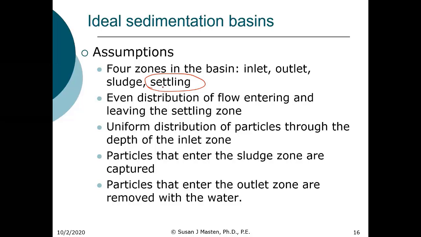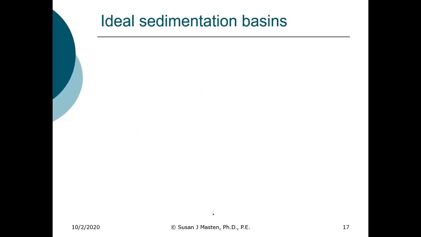So basically, as it comes in, a particle entering has an equal probability of being anywhere vertically in a cross-section of that basin. We'll assume that any particle that enters the sludge zone is captured, so we will assume that we don't have re-entrainment of particles in the sludge zone, and that any particle that enters the outlet zone is removed from the water. So I'm going to try and draw this, see how well I can do it with that on the tablet.